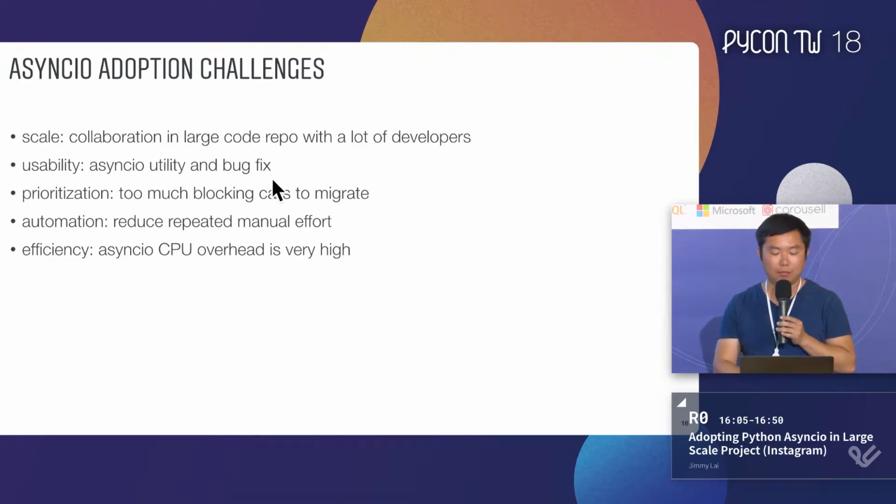So we also have bug fix. And because there is too much work to do, we also figure out a way to prioritize our work. We have a blocking call finder for this. A lot of the changes are repeated, so we also do some automation. And in the end, we also want to make sure the async I/O is CPU efficient enough.